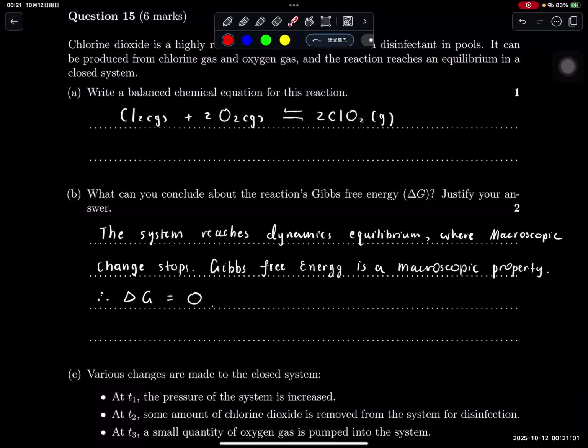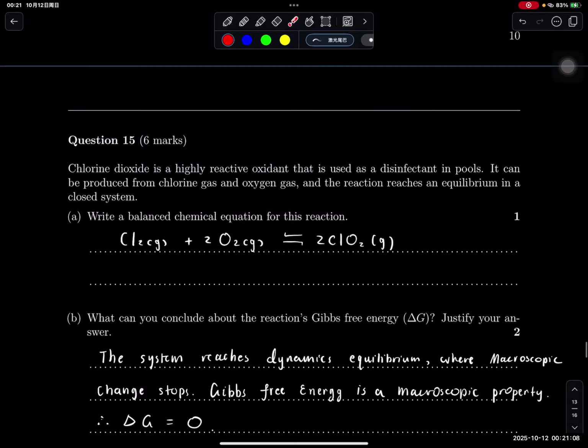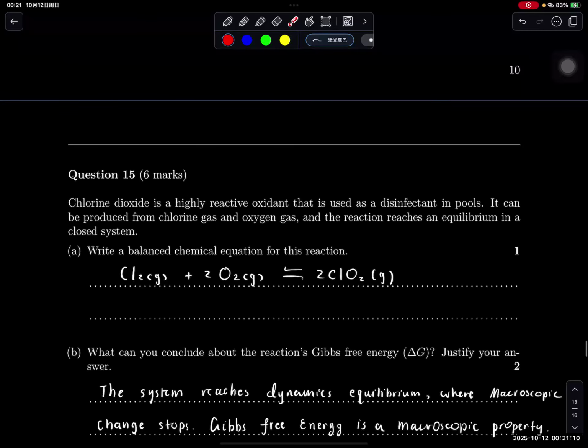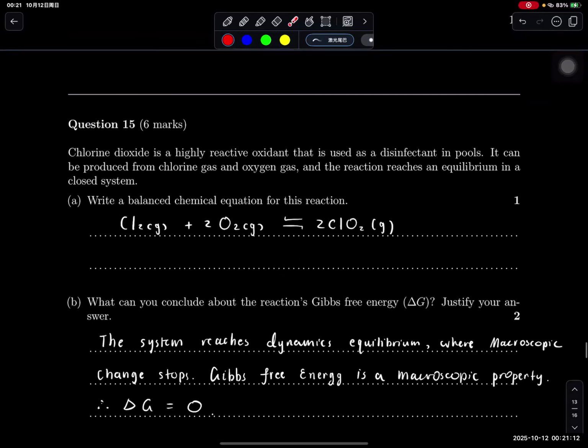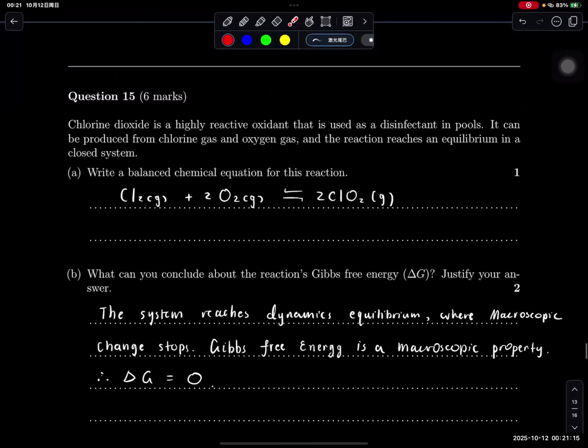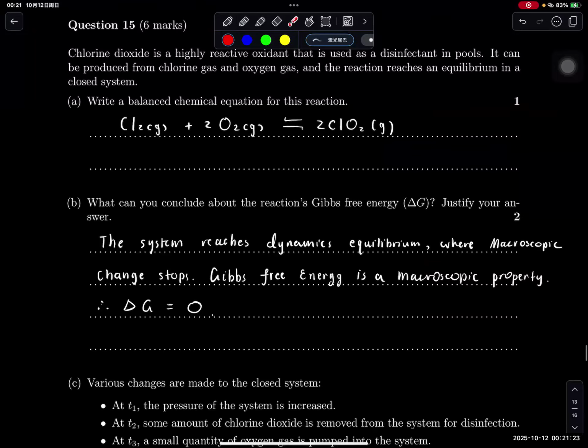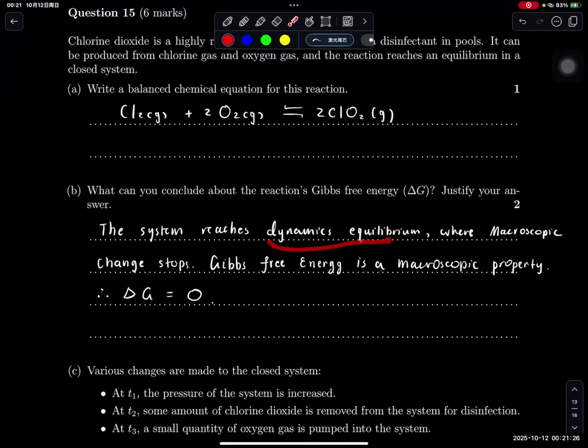B. What can you conclude about the reaction's Gibbs free energy, delta G? Justify your answer. Well, this is a pretty standard equilibrium reaction, right? It also says that it reaches equilibrium in a closed system. By default, that's dynamic equilibrium, which means there's no macroscopic change. It's by definition. Therefore, Gibbs energy is a macroscopic property, so the change is going to be zero.